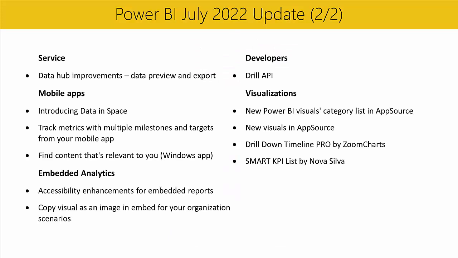You can also now track metrics with multiple milestones and targets from your mobile app. Open the Metrics Details pane to see the milestones, as well as the final target visualized alongside your current progress. Now it's easier than ever to get a snapshot of how you're performing against your metrics.